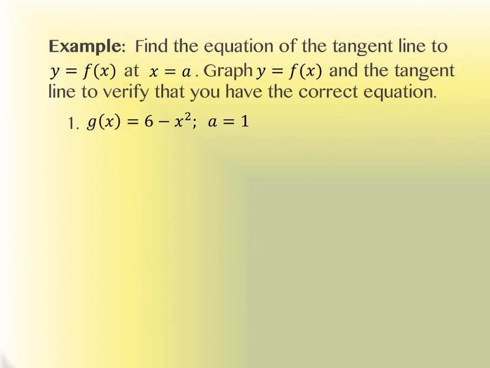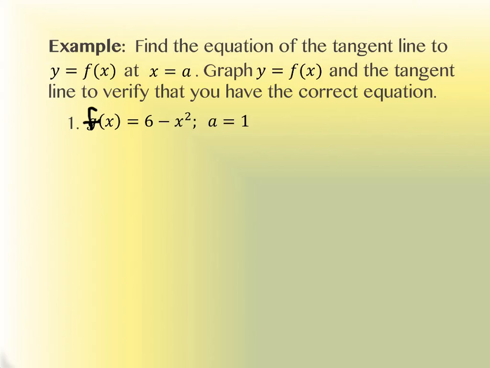All right, so let's take an example. We have a function. Our function is g of x. I guess I should have said f of x so these match. Let me do that just so that they match. This is f of x. F of x is 6 minus x squared. And we want to find the equation of the tangent line at a equal 1.